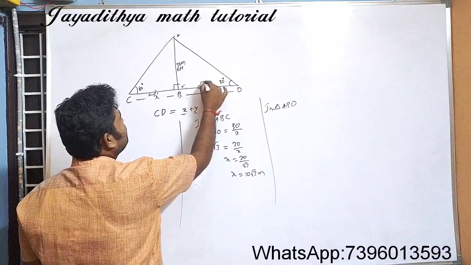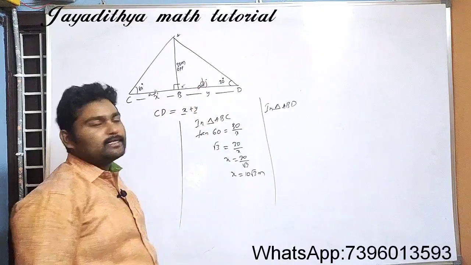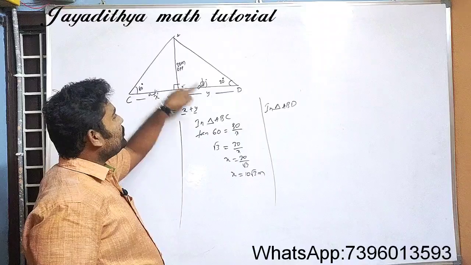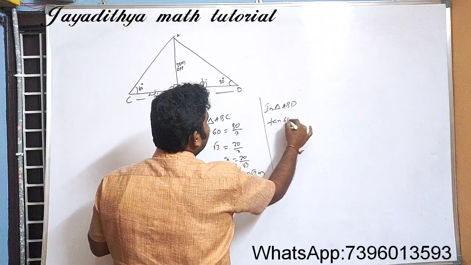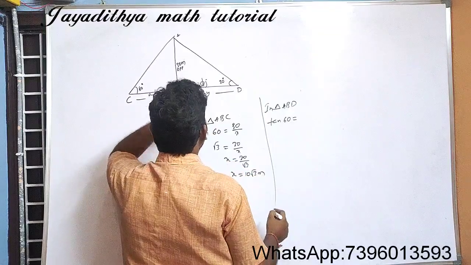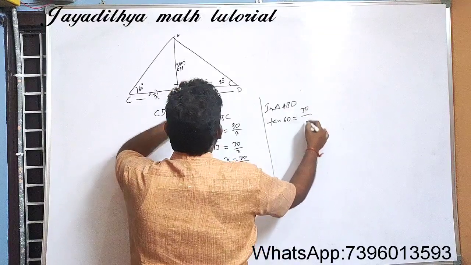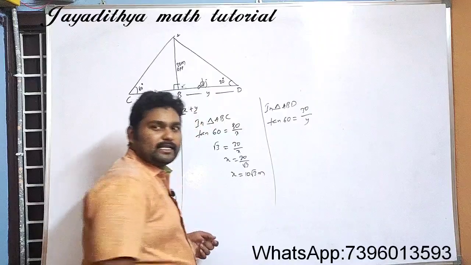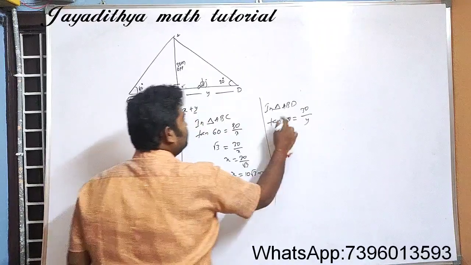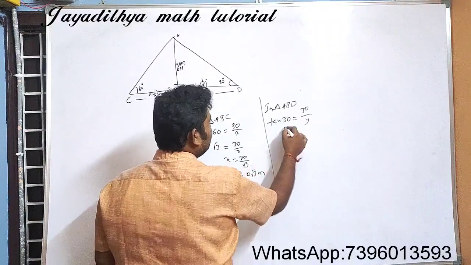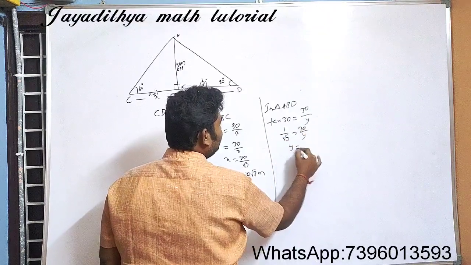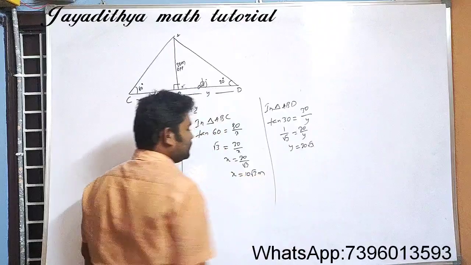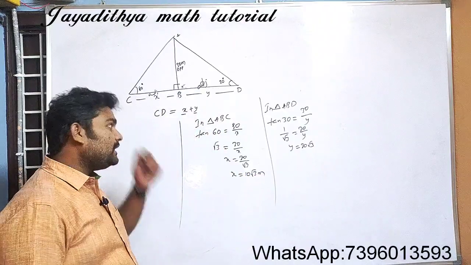Again you need to find the adjacent side only. For the angle, this is opposite and this will be adjacent. So what ratio will you take again? Again you need to take the tan ratio here. Adjacent is Y, and the angle is 30, so you take tan 30. Tan 30 is nothing but 1 by root 3, which is equal to 30 by Y. So Y is equal to 30 root 3.